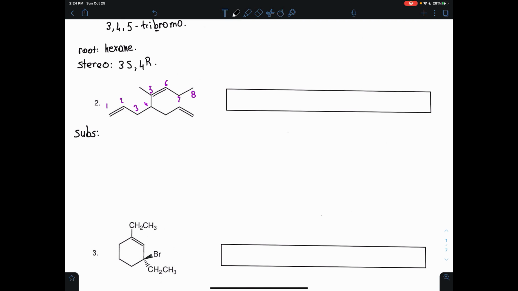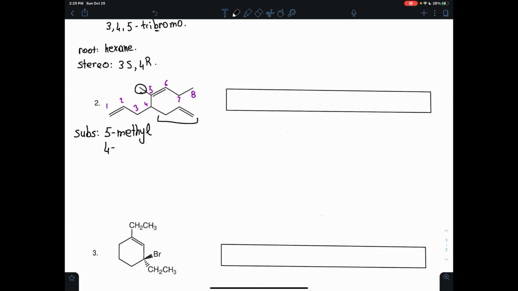So we have two subs here. We have this group right here, and we have this huge group here. So we know that on carbon number 5 we have a methyl, and on carbon number 4 this is a little bit more complex type of sub. But to do this, I just take this one and name it separately. So I know this is a 3 carbon chain, so it's a propane, right?